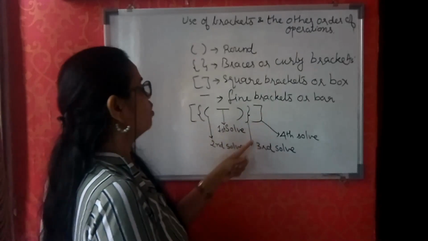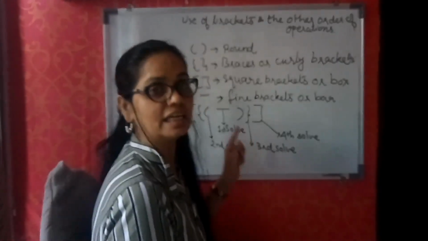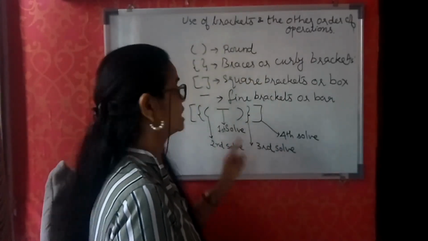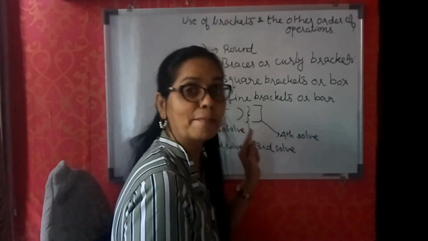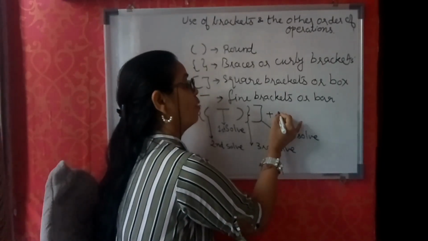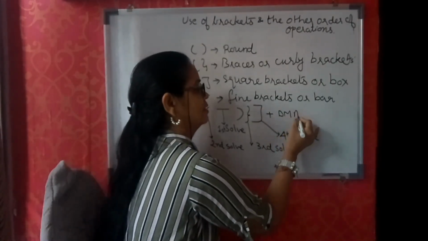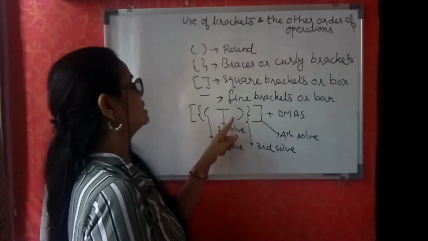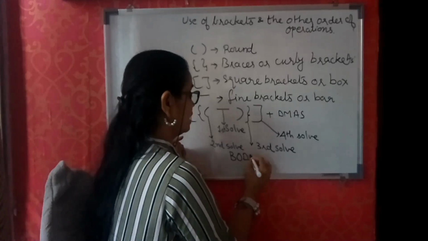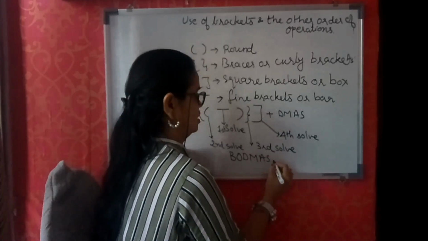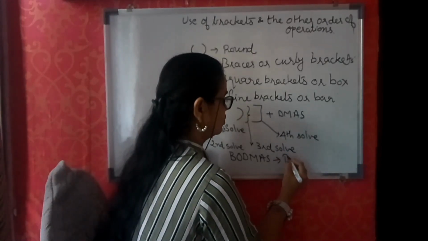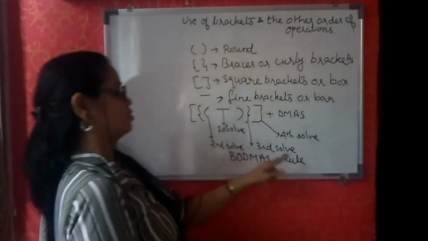So, if you know all these skills, it is very easy to solve sums on simplification. Now, we use brackets plus operations. Operations means DMAS. So these brackets, of, and DMAS become the BODMAS rule. So you have to use this BODMAS rule.